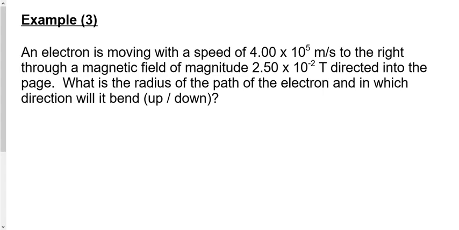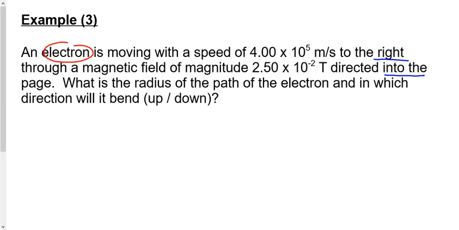Let's take a look at an example that you have on the handout that I gave you yesterday. Example number 3, it says an electron, which is a negative particle, let's draw attention to that so we don't forget to make it negative, is moving with a speed of 4 times 10 to the 5 meters per second to the right through a magnetic field of magnitude 2.5 times 10 to the negative 2 Tesla directed into the page. Look, we got a particle traveling to the right, we got a magnetic field into the page, they're perpendicular.